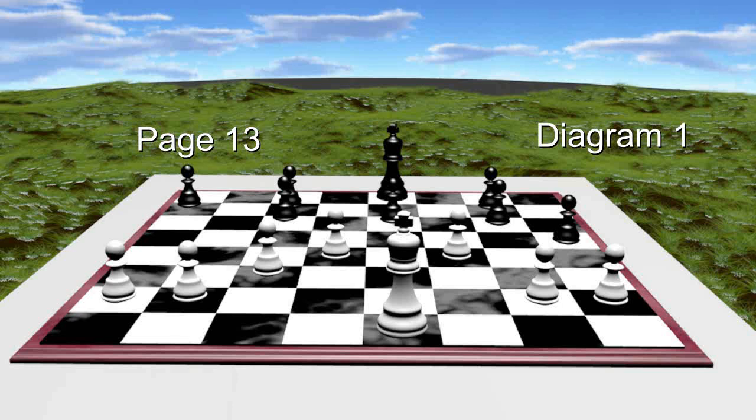For instance, if you have fewer weaknesses than your opponent, you probably have an advantage in pawn structure. In Diagram 1, since white's pawns are in fewer groups than black's, they are easier to guard. Black's pawns have more weaknesses.